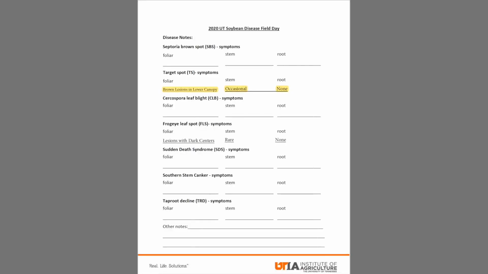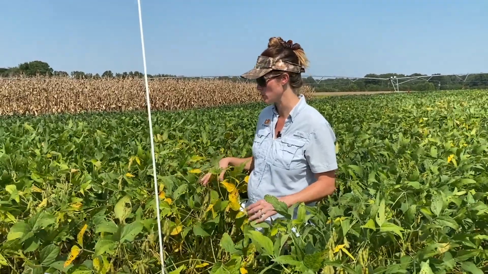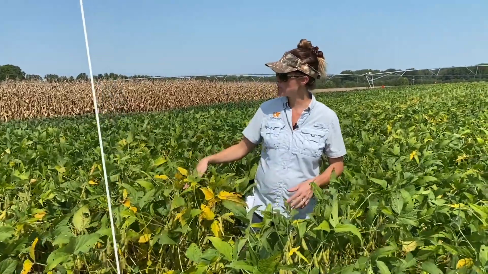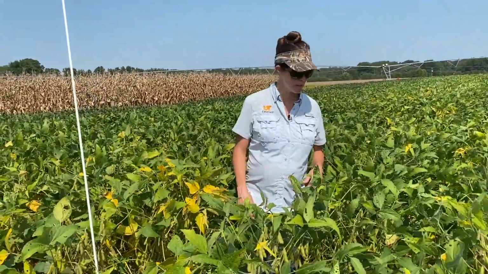And they can cause defoliation in the lower canopy. Here too, they can cause some lesions on the stems and the pods. But again, the majority of the symptomology to identify it would be on the leaves in that lower canopy, and there are no root associated symptoms for target spot. It can be mixed in a lot of times with septoria brown spot.